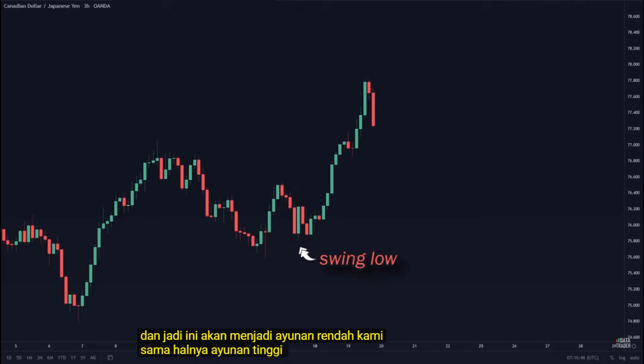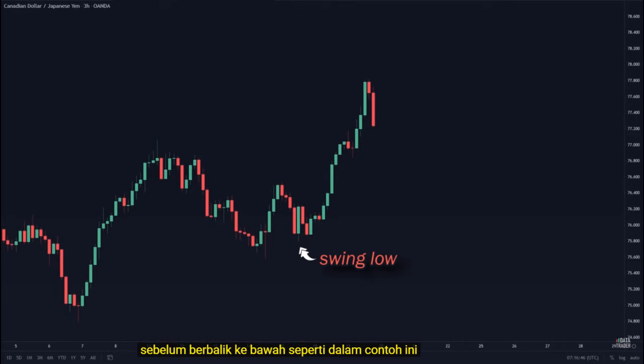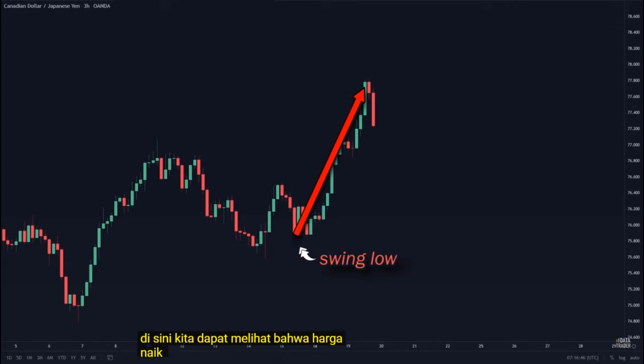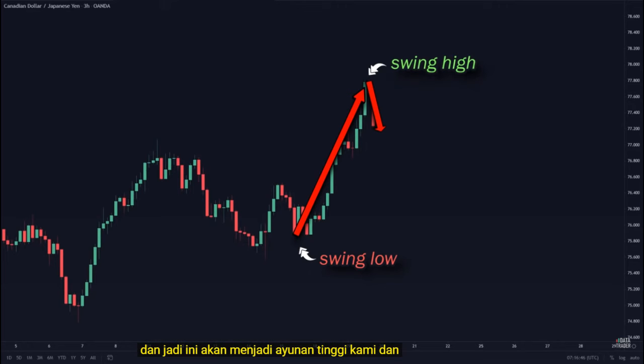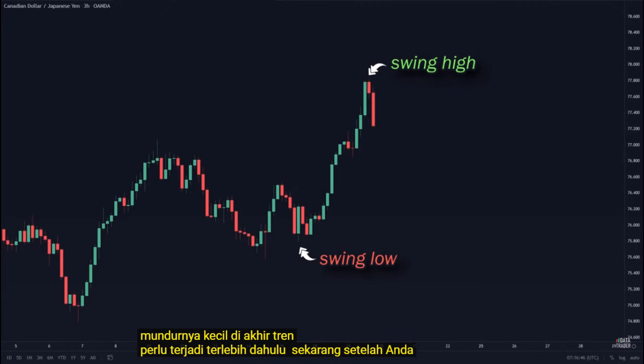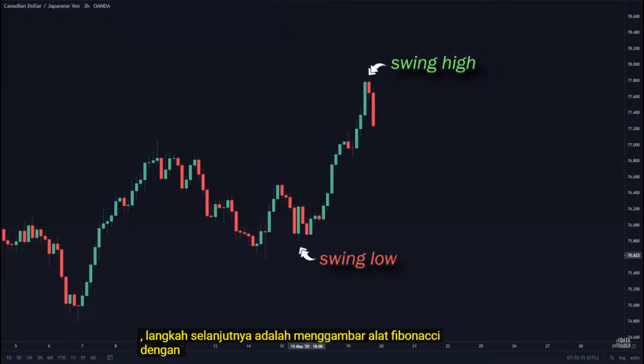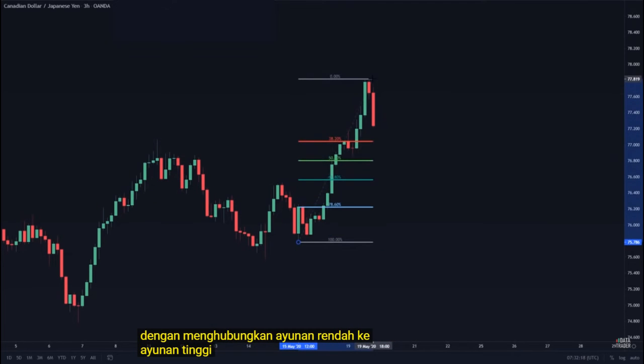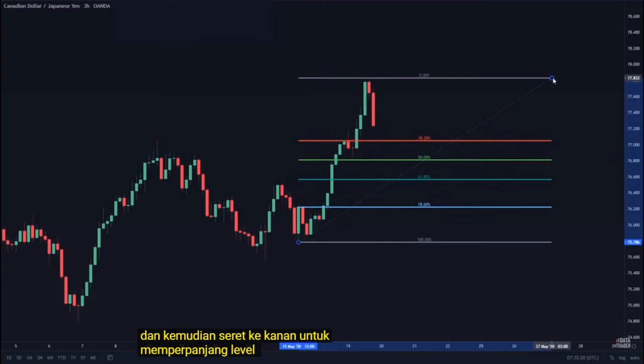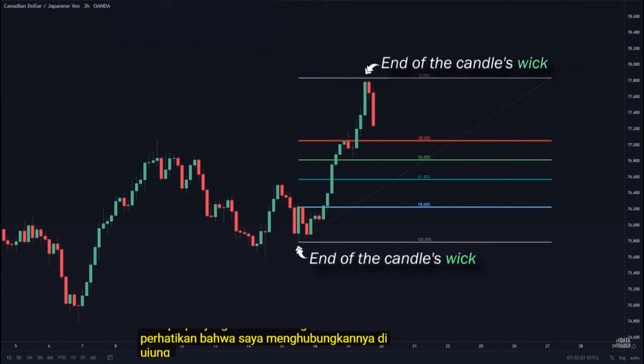Similarly, a swing high refers to the highest point the price reached before reversing downwards. Like in this example, up here, we can see that the price went up and slightly made a pullback, and at this period, this was clearly the highest point. And so this will be our swing high. And remember, in order to identify a swing high, a small pullback at the end of the trend needs to happen first. Now, once you've identified the swing high and the swing low, the next step is drawing the Fibonacci tool by connecting the swing low to the swing high and then dragging it to the right to extend the levels. Now notice that I'm connecting them at the end of the candle's wick.